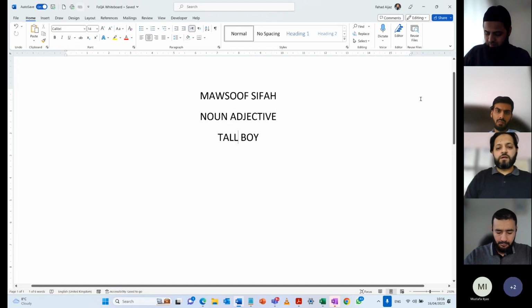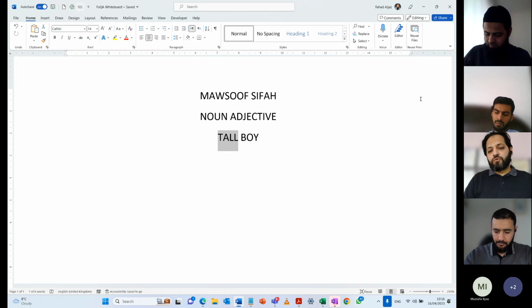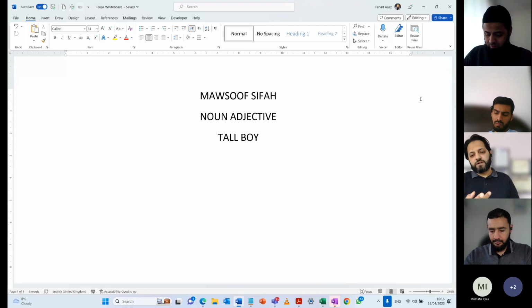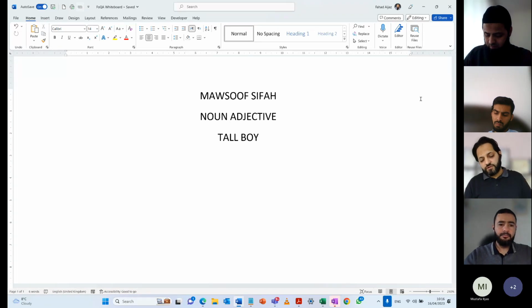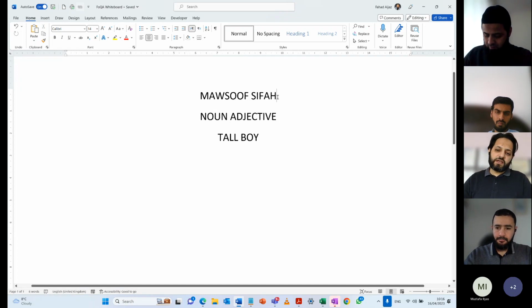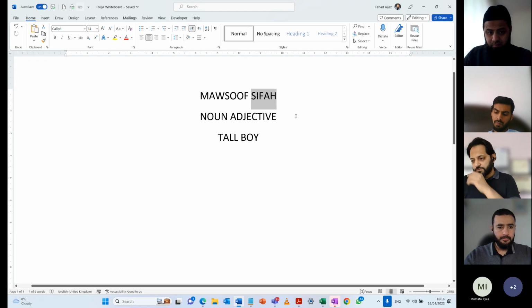But in English, the adjective always comes before the word that is being described. So tall would come before the boy. In Arabic, it's the flip side. So the adjective would come after the ism. So sifa is basically the adjective. In Urdu, we call it sifat. You might know this word, sifat. In Arabic, it's sifa. Mawsoof is the ism that is being described.